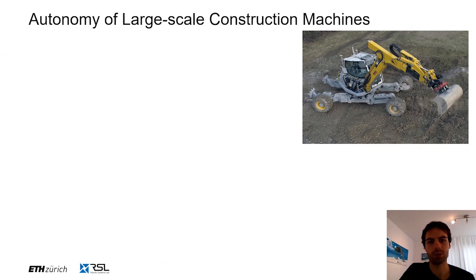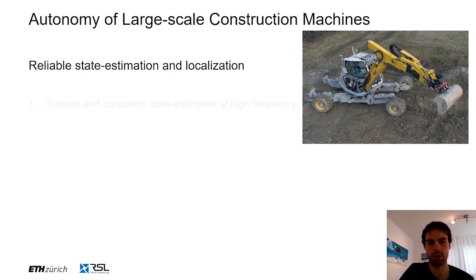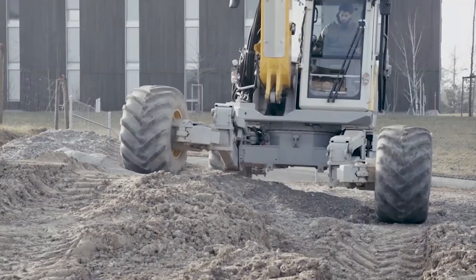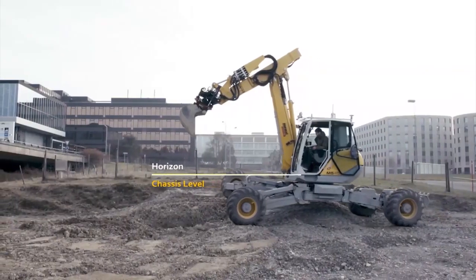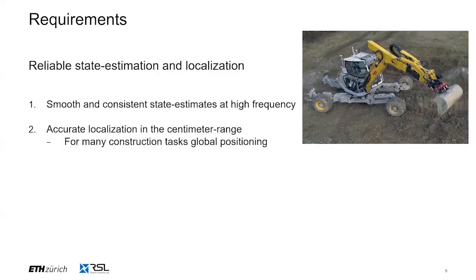In order to enable autonomy of large-scale construction machines, a reliable state estimation and localization is needed for this particular use case. First of all, smooth and consistent state estimates at high frequency are required in order to perform control for complex tasks reliably. An example of this can be seen in the control of the chassis to traverse over uneven terrain. Second, an accurate localization is required for many high-level robotic autonomy tasks such as navigation, planning, and mapping.